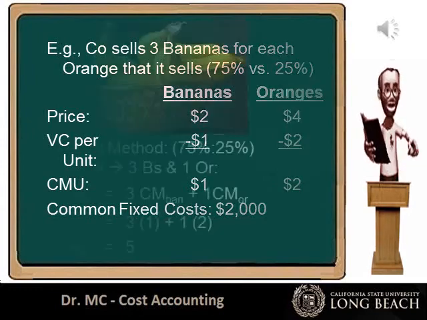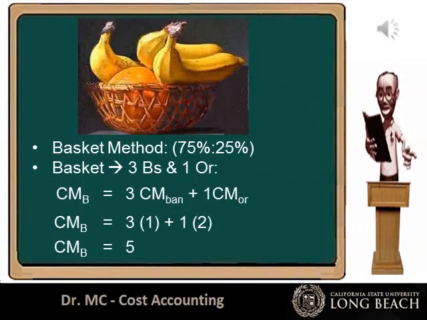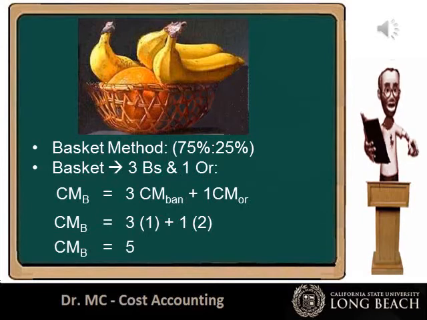We will first calculate the break-even point for our firm using the basket method. With this method, you must construct a basket that reflects your firm's product mix of 75% bananas and 25% oranges. We will use a basket containing 3 bananas and 1 orange. Keep in mind that you may use any basket that you wish so long as its contents are 75% bananas and 25% oranges. For example, you could have used a basket containing 6 bananas and 2 oranges.